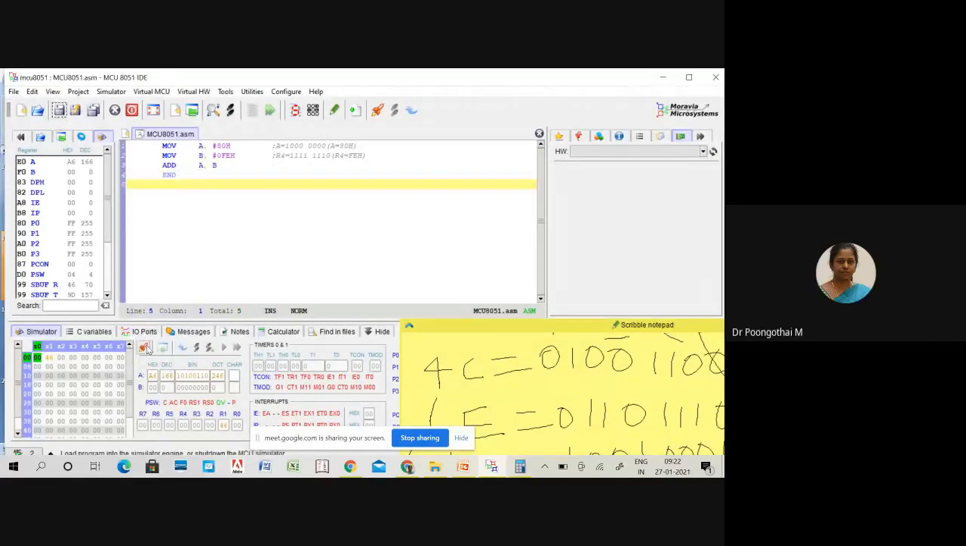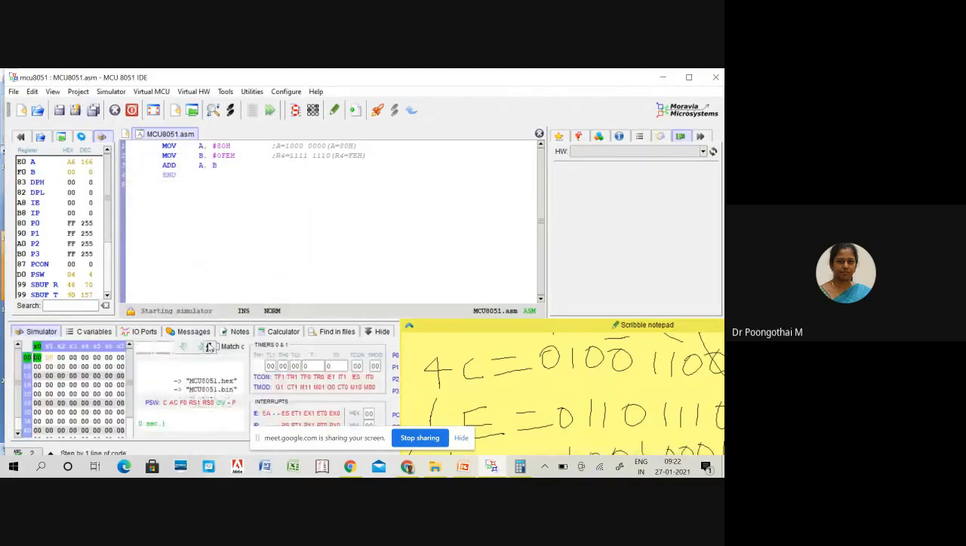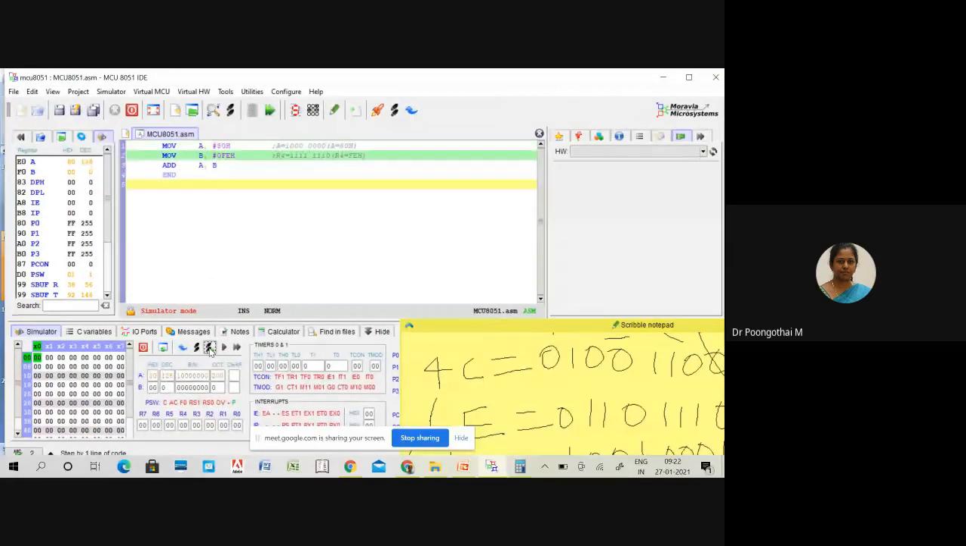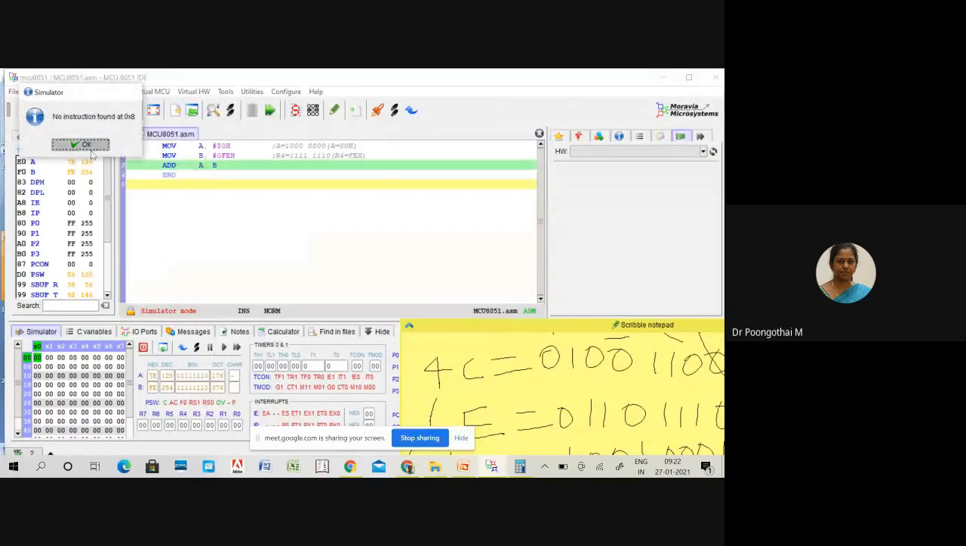Execute this code. I'm loading 80 into the accumulator and FE into the B register, and adding these two. After the addition, please look at the overflow. Carry is set because an additional carry is generated. Your overflow flag is set to 1 to indicate the result has exceeded. Our result is not within the range. That is the indication.